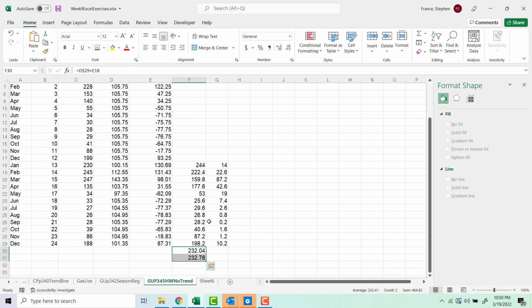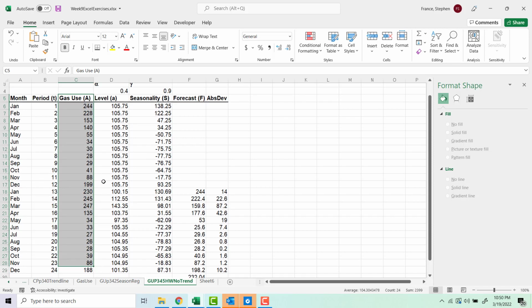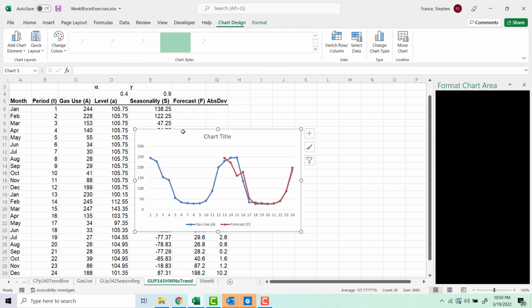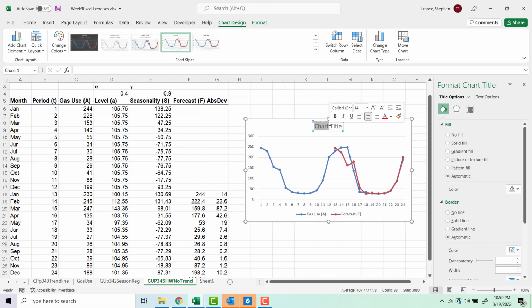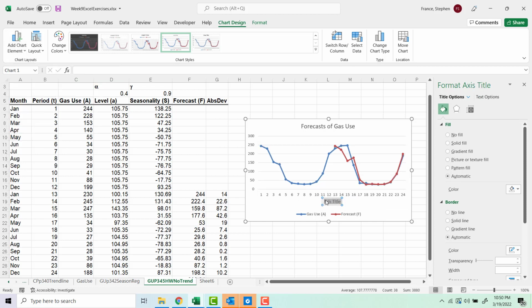Okay, so let's draw the graph that we got on page 345. And here what we want is gas use, and we want gas use, okay, third time lucky, gas use, control, and then the forecasts of gas use, and then insert a line graph, and I'll call this forecast of gas use. And let's just add some axes. That would just be period, and then gas use.